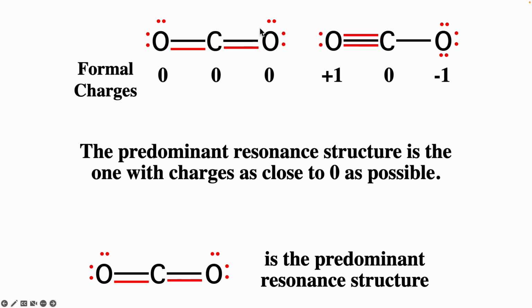And so these two are resonance structures. The actual structure is a weighted average of the resonance structures. And so the actual structure should look more like the one with the two double bonds based on the formal charges.